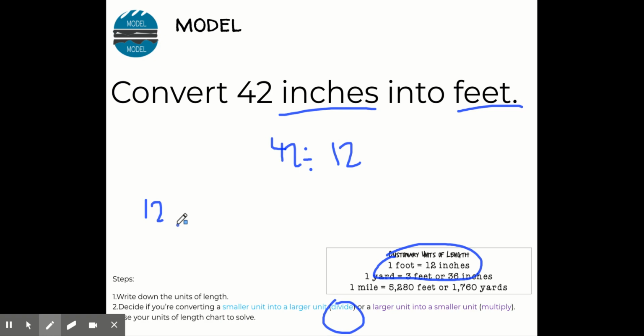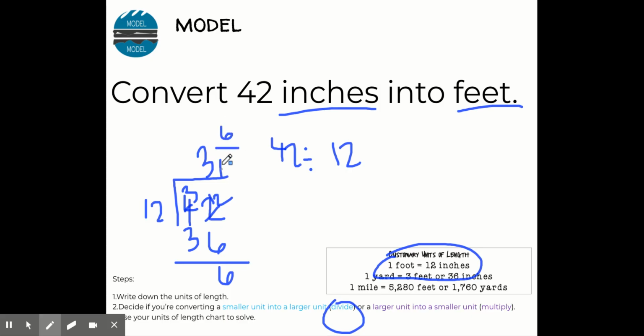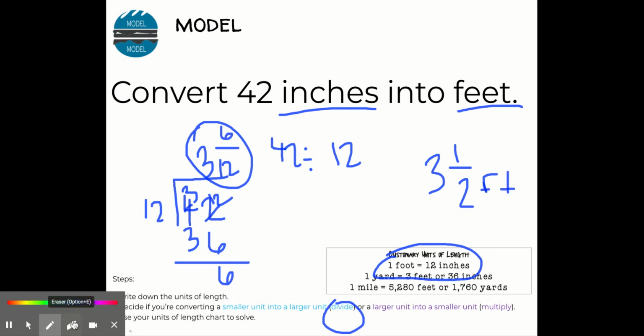So I'll come over here and complete my division. 12 can't go into 4, but it can go into 42 3 times. 12 times 3 is 36. And when I subtract, I get 6. I can use my 6 remainder and my 12 to make a fraction. That gives me 3 6/12. 3 6/12 can be simplified to 3½. So 42 inches is equal to 3½ feet.